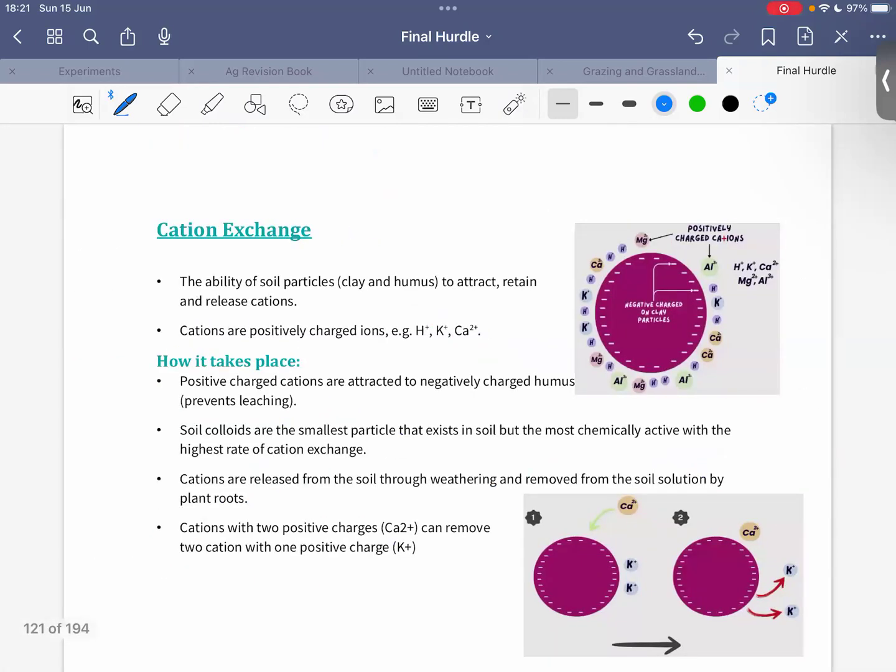Okay, onto our chemical properties of soil here. So, anyone, any questions? Are we okay? Everyone's fairly okay so far.